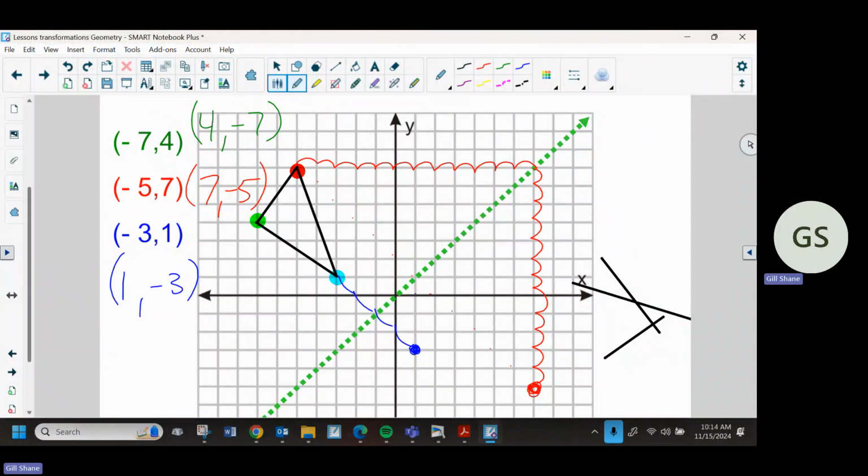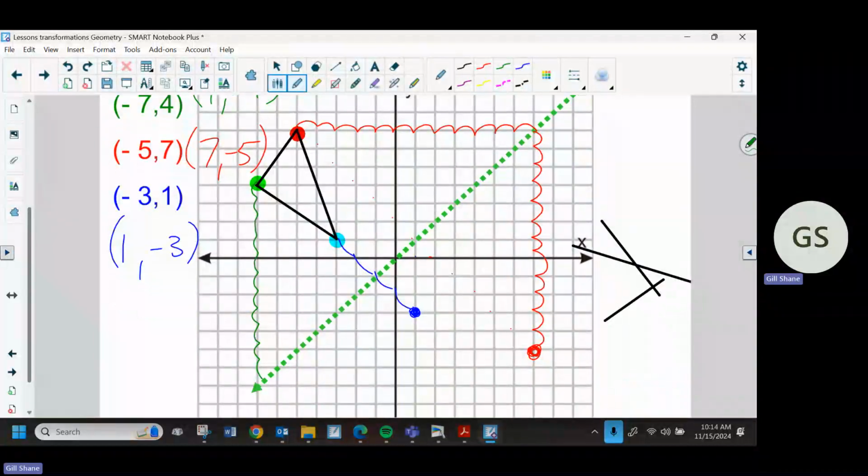I could also start by going down. I don't have to go right. I could go down until I hit the line of reflection. 1, 2, 3, 4, 5, 6, 7, 8, 9, 10, 11. 1, 2, 3, 4, 5, 6, 7, 8, 9, 10, 11.